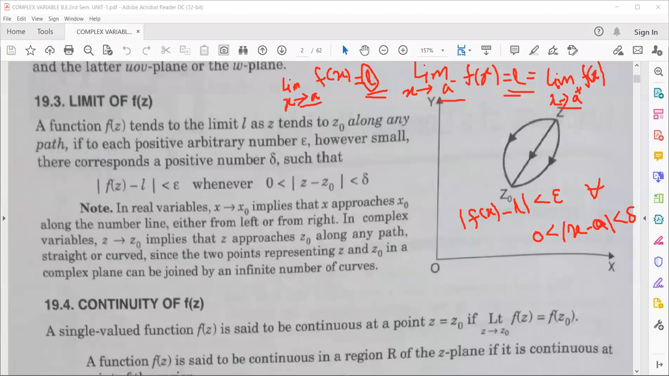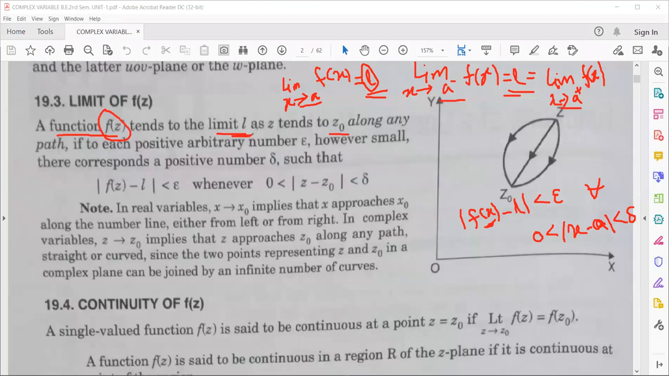So how will you say a function f of z tends to a limit L? The same concept will apply in the case of a complex number. I simply replace this x by z, a complex number. So the definition will come like this. A function f of z tends to a limit L when z tends to z naught. So in place of a, I have taken z naught here. So when z tends to z naught, suppose the limit of f of z tends to L.